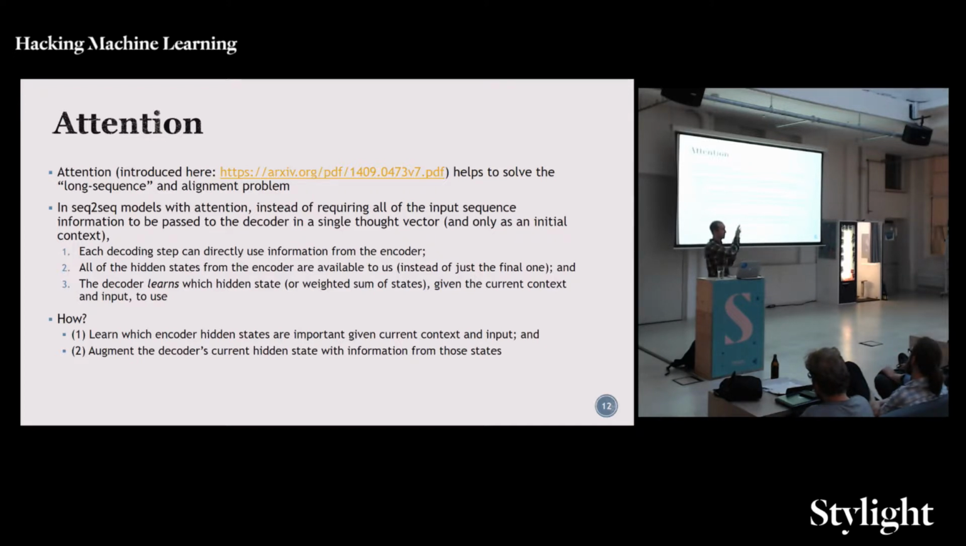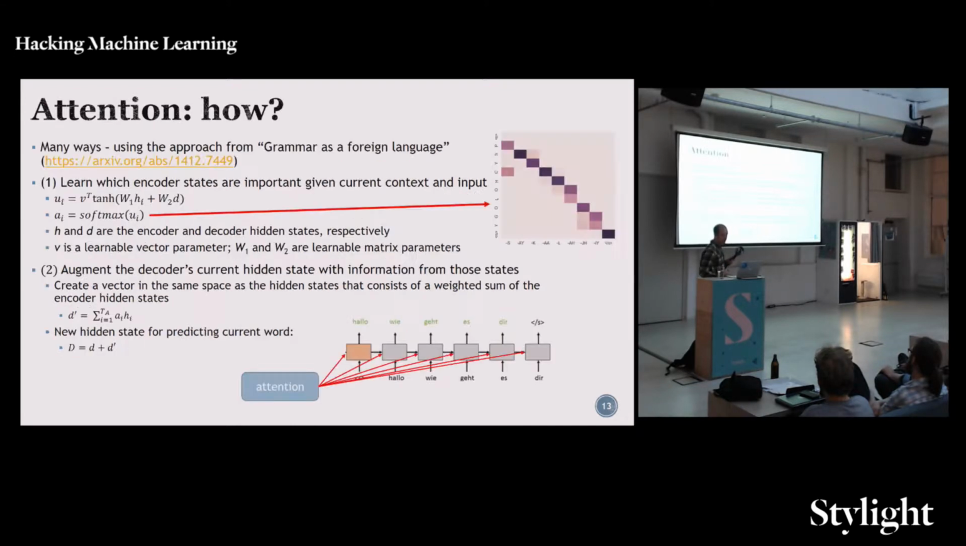So you keep how the hidden state was at each step in the encoder. All of the hidden states are available to us instead of just the final one. And the decoder learns which hidden state, or weighted sum of states for a soft attention, given the current context and input to use. So there are many models of attention.